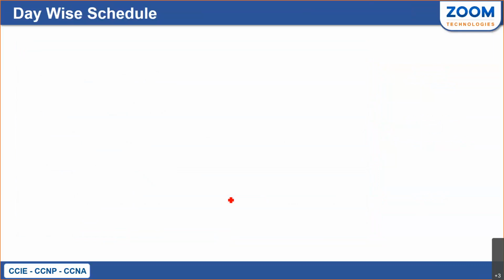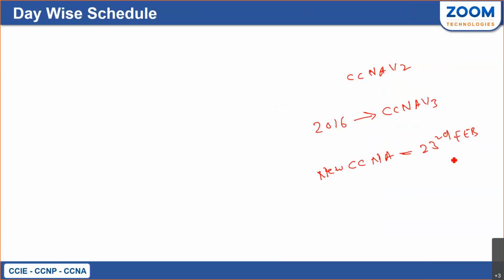Actually, Cisco upgrades every 3 years. Every 3 years, Cisco releases new advanced technologies. For example, before 2016 we had CCNA version 2. After 2016, we had CCNA version 3. At present, there is a new CCNA. So what are the differences? The new CCNA started on 23rd February 2020.